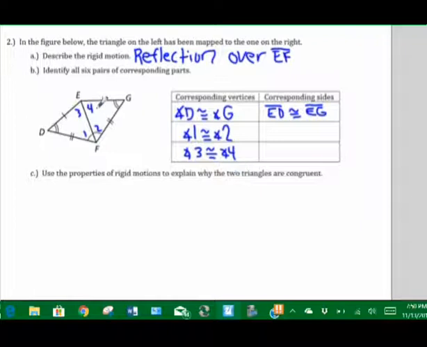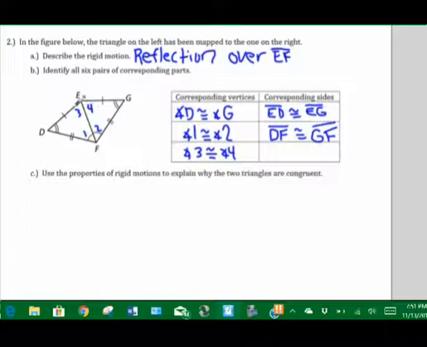Okay, next, how about the double markings? DF on the left, DF is congruent to GF because D would map to G. D maps to G, and then the second letter F, well, F's just going to stay where it is, so F.